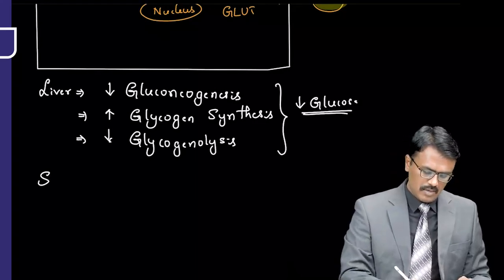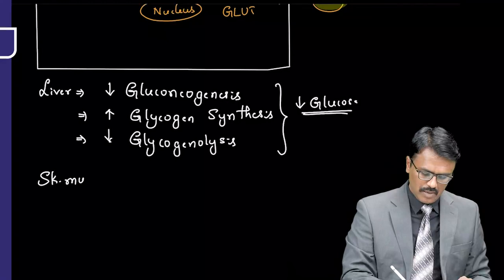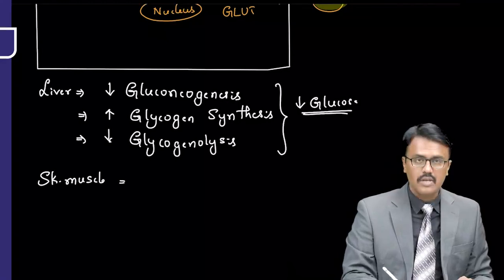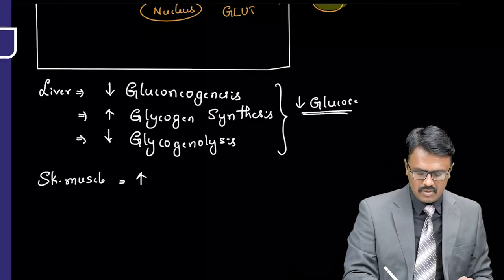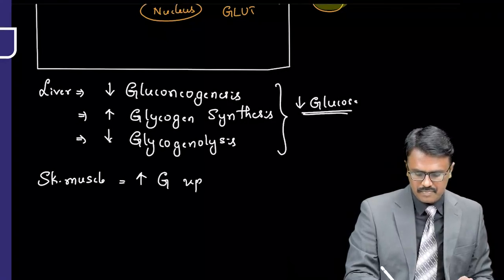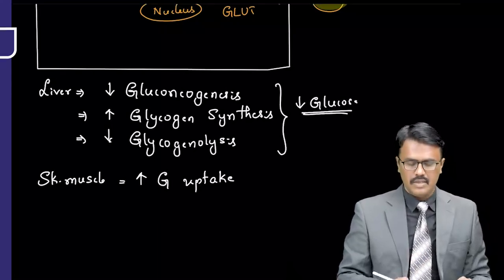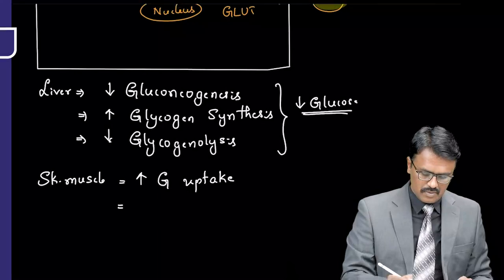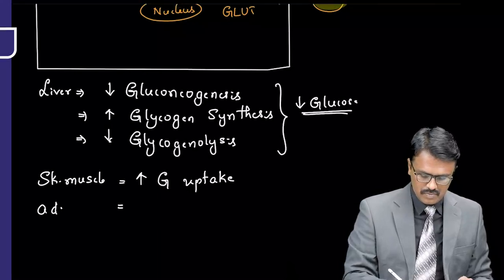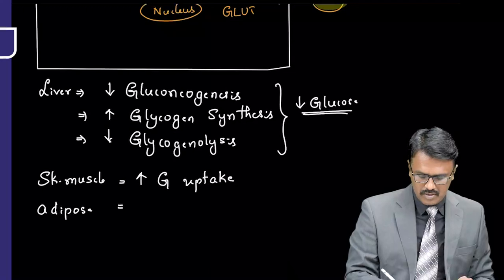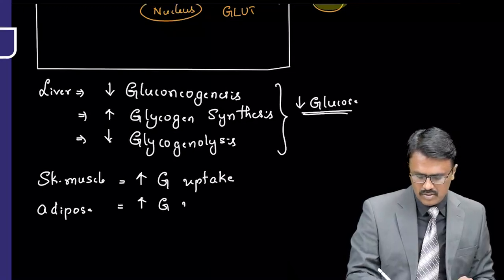What about skeletal muscles? What happens in skeletal muscle? In skeletal muscle, there is an increase in glucose uptake. And also in the adipose tissue, there is an increase in glucose uptake.